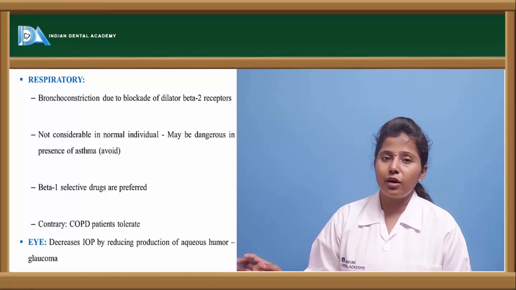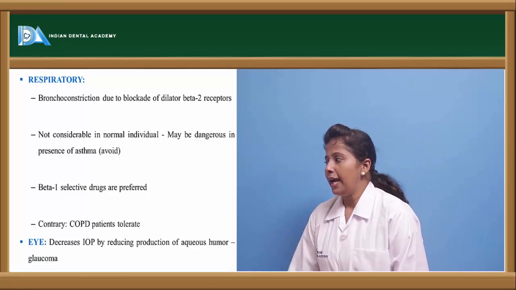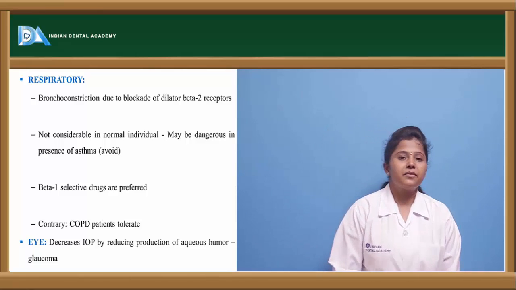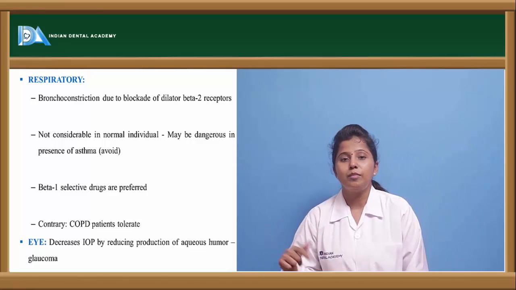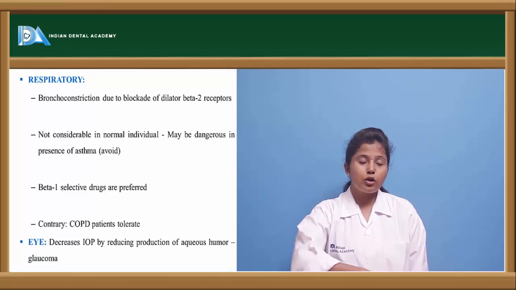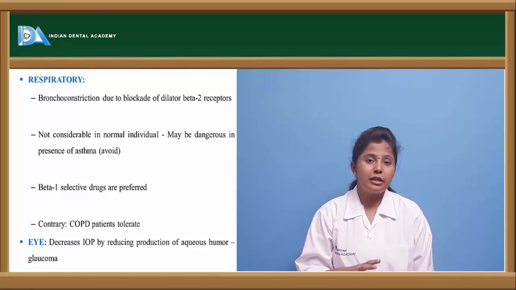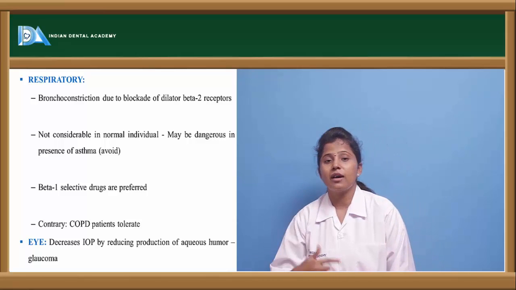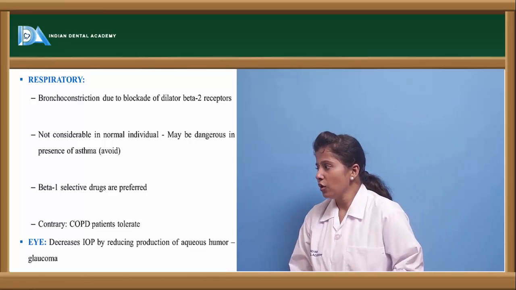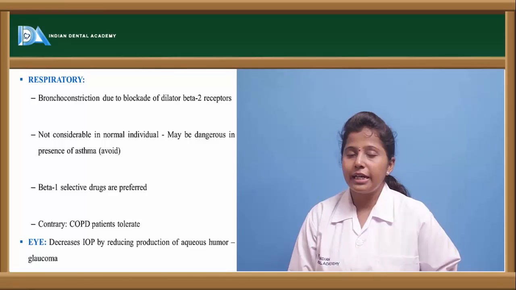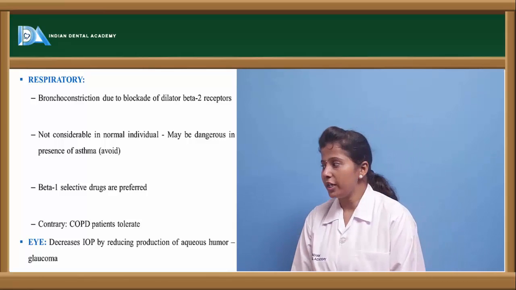But propranolol is not that effective at showing bronchoconstriction, and beta-1 selective drugs are preferred in respiratory conditions, because propranolol shows beta-2 blockade. So in respiratory disorders, beta-1 receptor selective drugs are more preferred when compared to beta-2 drugs, and it is contraindicated in COPD patients, that is chronic obstructive pulmonary disorder.